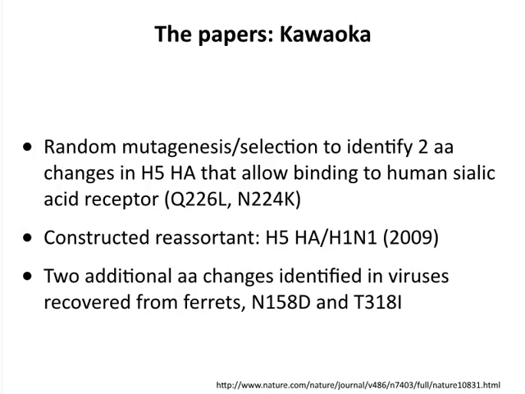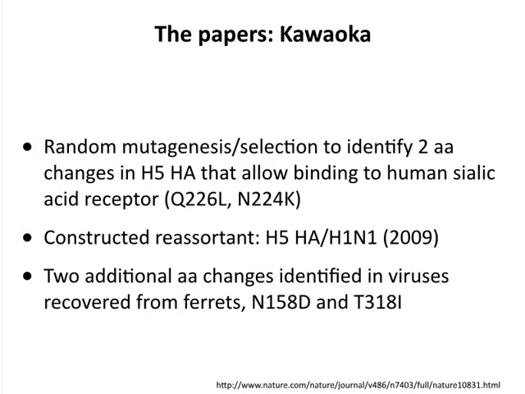First one was Kawaoka's paper. What he did is he mutagenized the H5 to allow it to bind to human sialic acid receptors. He got 2 amino acid changes there. And then he put the H5 HA into a seasonal H1N1, which had emerged in 2009. So it's just the H5 HA, and every other gene is H1N1. And then he infected ferrets with them, didn't replicate quite very well, but the viruses that came out had 2 changes in them in the HA, shown here, which allowed it to transmit by aerosol.